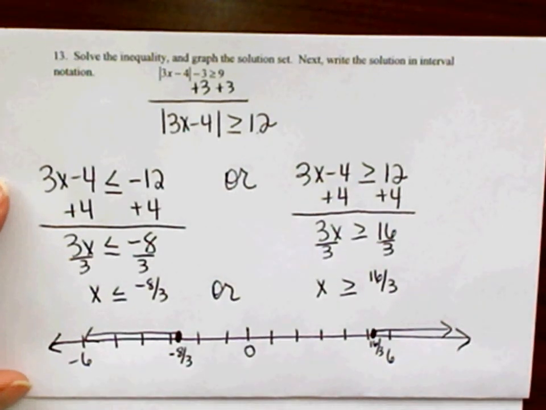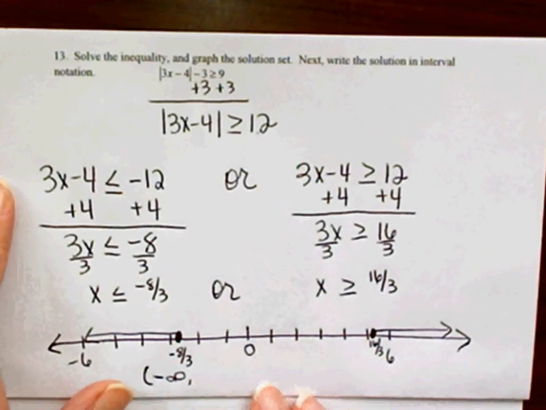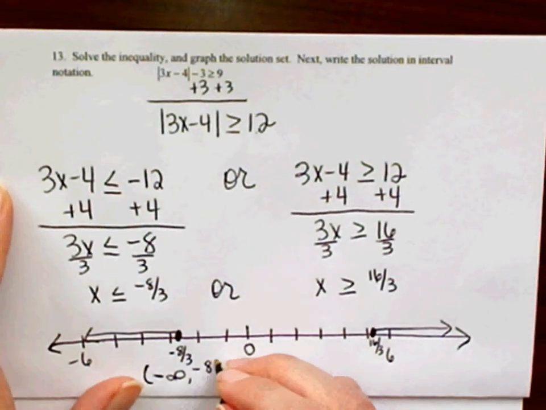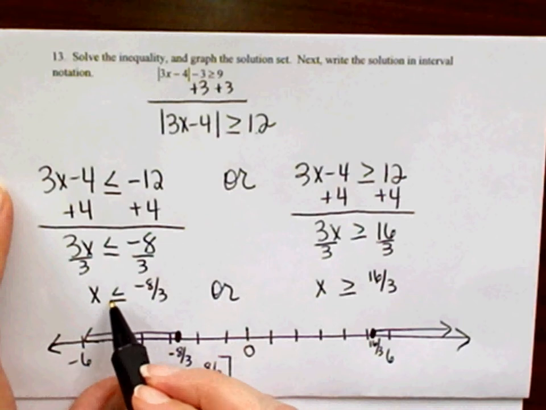Alright, interval notation. Here's where the fun begins. Keeps getting smaller: parentheses, negative infinity, comma, negative 8/3. Okay, what about that negative 8/3? We're including it, meaning I need a bracket. How do we know we're including it? Because of the or equal.